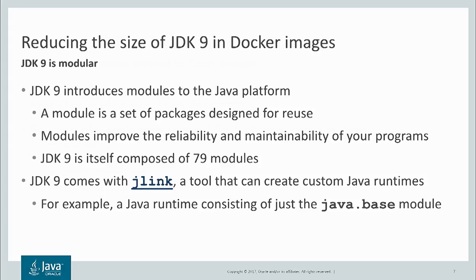JDK 9 comes with JLink, and this is a very interesting tool that you can use to create custom Java runtimes. For example, a Java runtime just consisting of the java.base module, that is the module that all other modules depend on.